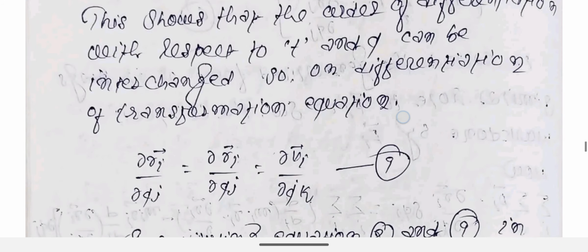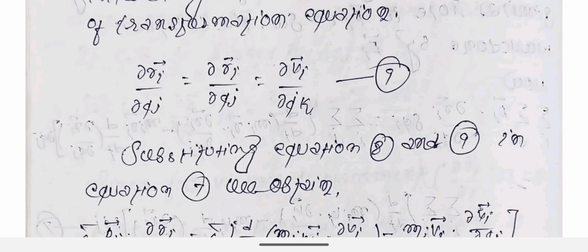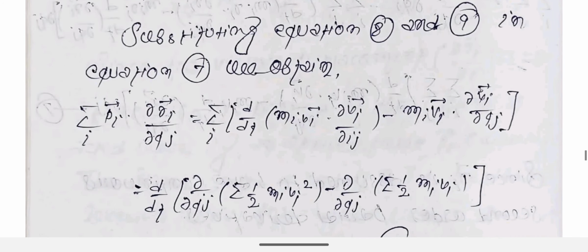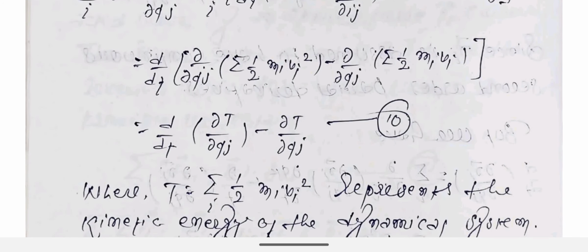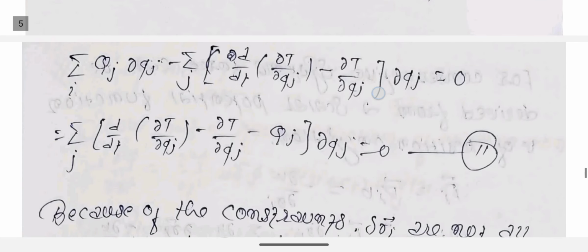So on differentiation of the transformation equation, we obtain equation 9. Subtracting equations 8 and 9 in equation 7, we obtain d by dt of del T by del qj dot minus del T by del qj. This is equation 10, where T is equal to sigma i 1 by 2 mi vi square, which represents the kinetic energy of the dynamical system. Thus D'Alembert's principle becomes, now we obtain, equation 11.